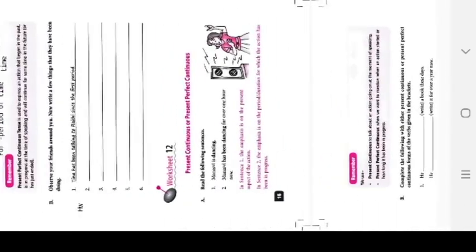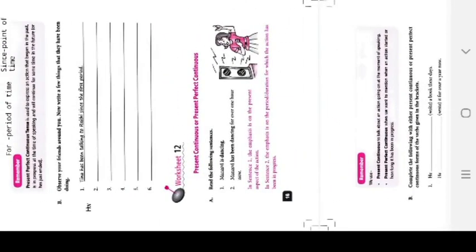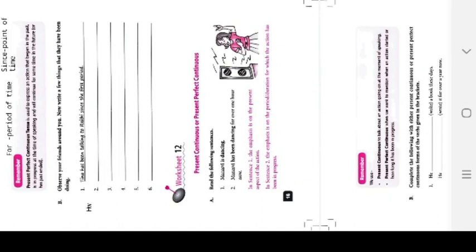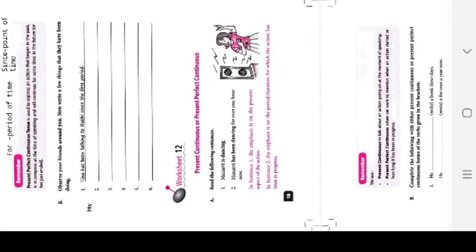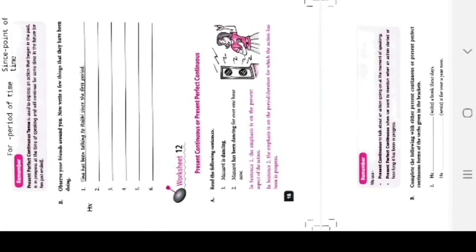So next, come to worksheet 12. What do we have to do here? Present continuous or present perfect continuous. As I told you, present continuous tells us that the action is going on right now. The emphasis is on the present action. In the next one you can find that "these days" is the word which tells you to write present continuous. And present perfect continuous means you use it in a sentence where the action has started, is going on, and is in progress.